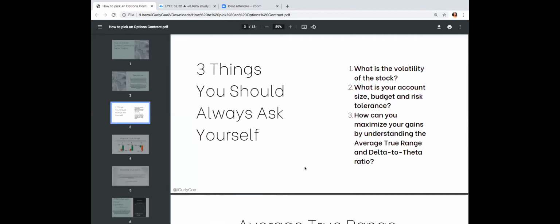Now, 3 things you should always ask yourself when it comes to trading options. Number 1 being, what is the volatility of the stock? 2, what is your account size, budget, and risk tolerance? Now, the reason why is because it is so important to know the volatility of the stock. And I know the word volatility sounds scary, but it's not all that bad. A highly volatile stock is inherently riskier, yes, but that risk actually goes both ways. When investing in a volatile stock, the chance for success is increased as much as the risk of failure.